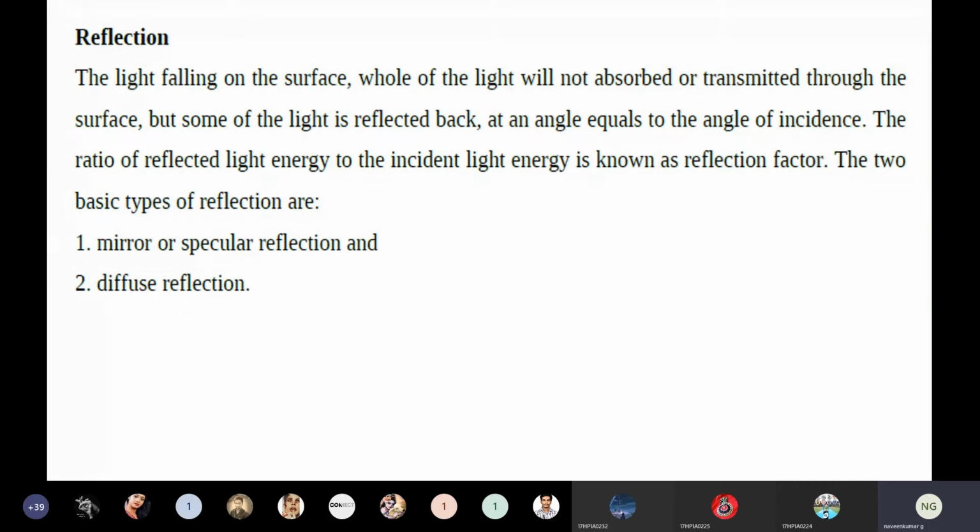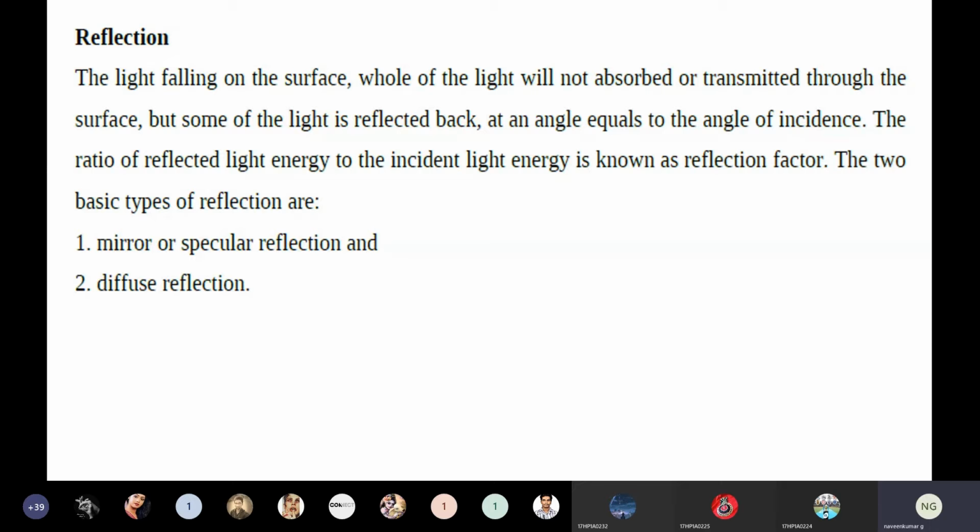Starting with reflection. See, the light falling on a surface, whole of the light will not be absorbed or whole of the light will not be transmitted through the surface. But some of the light is reflected back. This light reflection happens at an angle equal to the angle of incidence. For example, if your light is incident at an angle of 45 degrees, reflection also happens at an angle of 45 degrees. The ratio of reflected light energy to incident light energy is usually known as reflection factor.